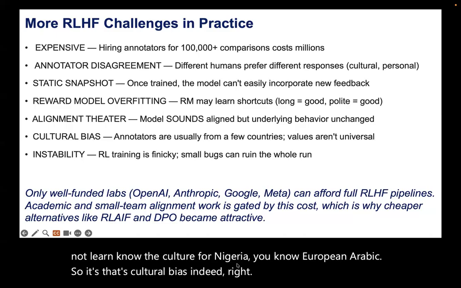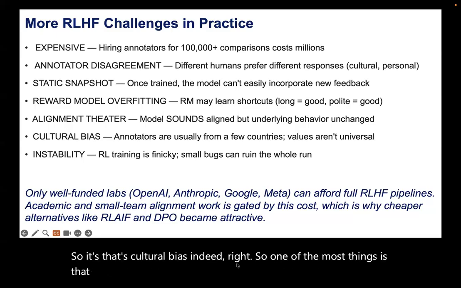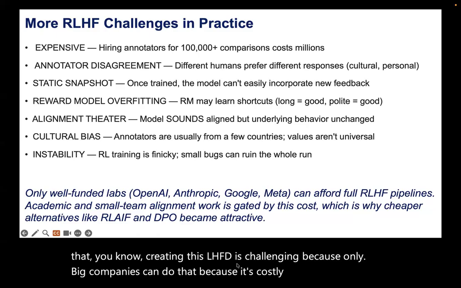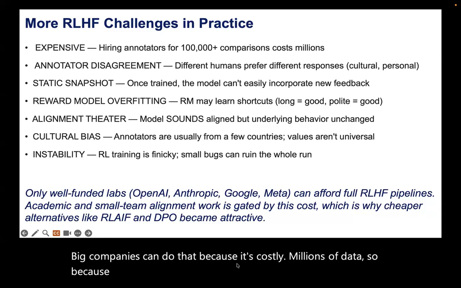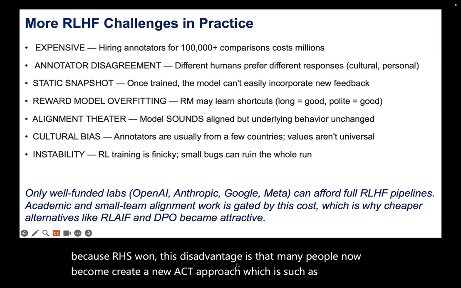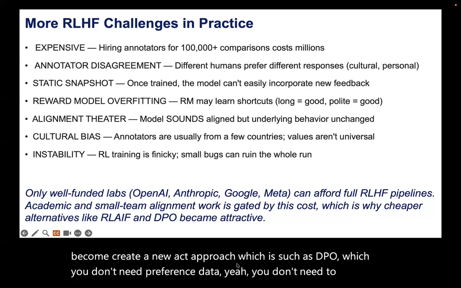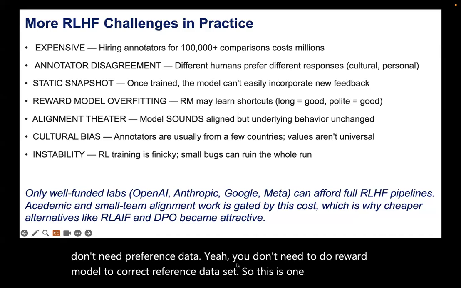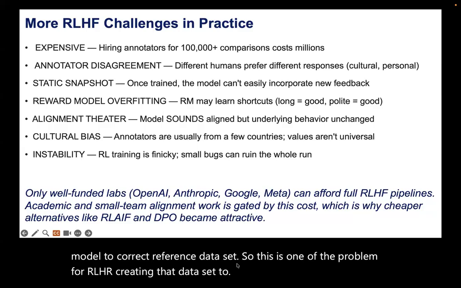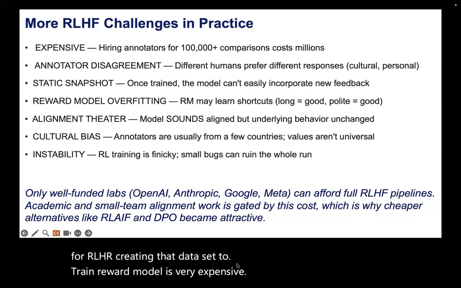One of the main things is that creating this RLHF data is challenging because only big companies can do it, because it's costly, millions of data points. Because of this disadvantage, many people have now created a new approach, such as DPO, where you don't need preference data. You don't need a reward model or a preference data set. So this is one of the problems with RLHF. Creating that data set to train a reward model is very expensive.